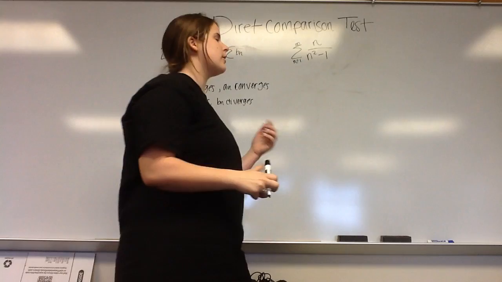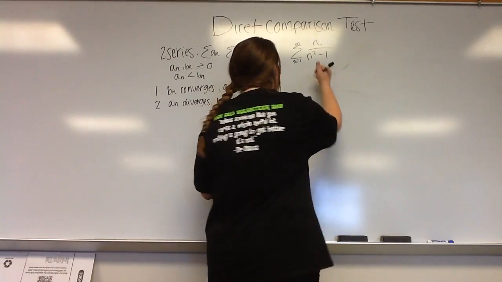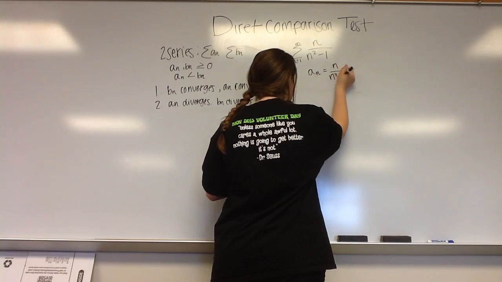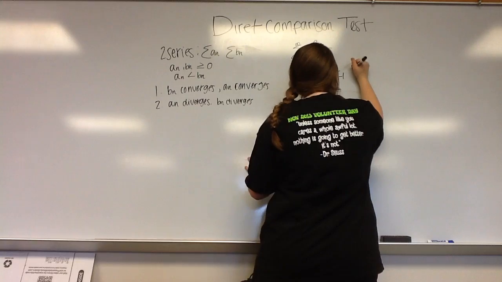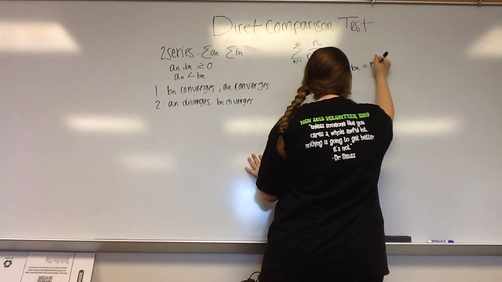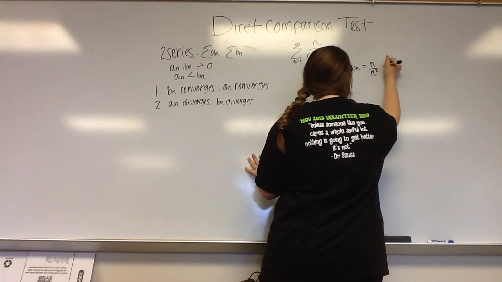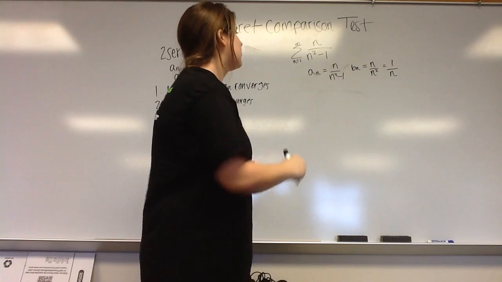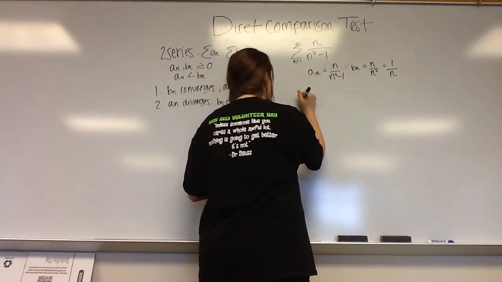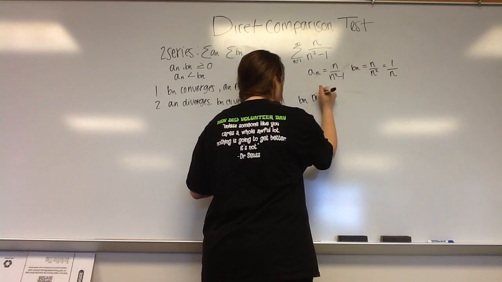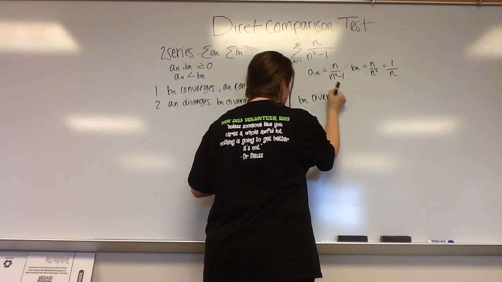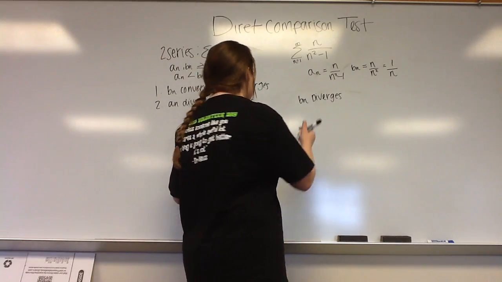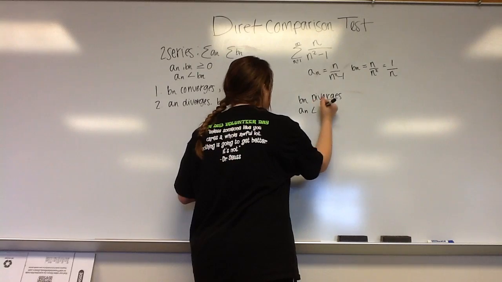In this example, n over n squared minus 1, the A of n would be the original series, which is n over n squared minus 1, while B of n would be a simplified version, which would just be n over n squared, or 1 over n. Since you can see that B of n diverges by the p-series test, because p equals 1, then you can also tell that A of n diverges, since A of n is less than B of n in this instance.